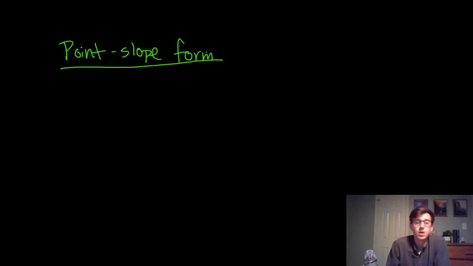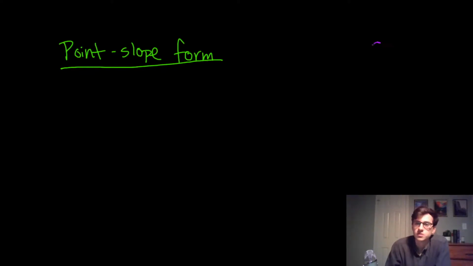Okay. I'm going to start by telling you where point slope form comes from. In math, we call that deriving the formula. And then after that, I'll show you a few examples and we'll be done. Okay, point slope form. Now, I want you to think back to what you know about slope.